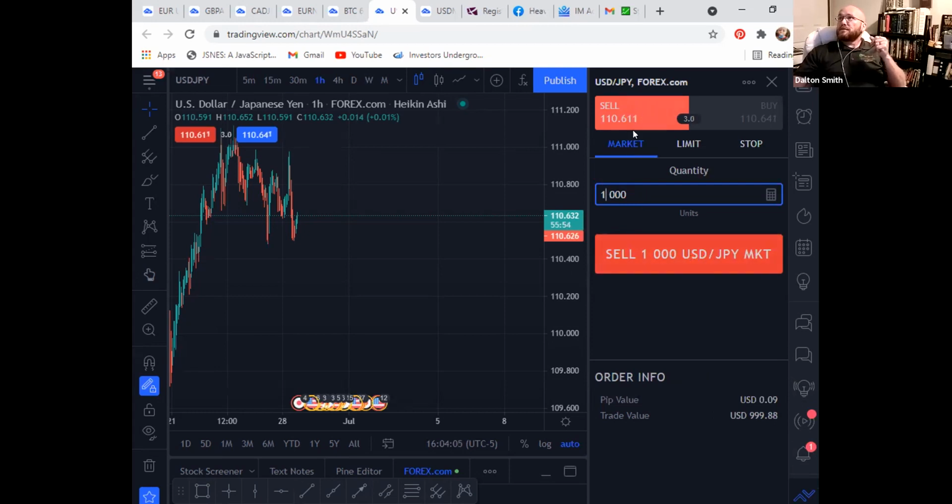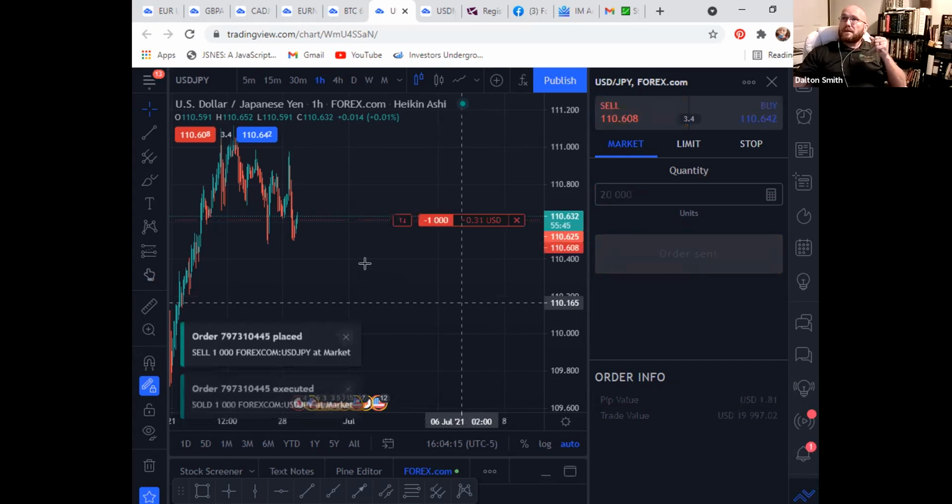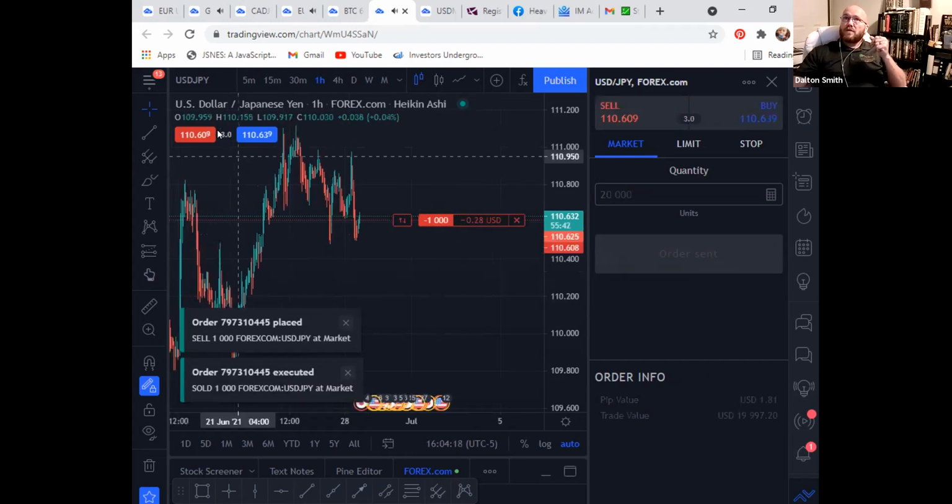I'm going to enter the trade like this. So this is a sell. My quantity is 1,000 units. That's 9 cents per pip, and I'm going to hit sell, and that dumps me into the trade. So I've got to overcome 3 pips, which automatically puts me down 28 cents. Does that make sense?